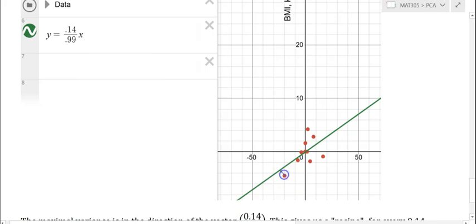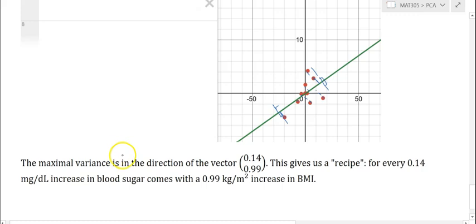If I were to project each of these dots onto this line, that is precisely what we are doing here. We're projecting these points along this line, and notice that the data spreads in that direction maximally from where I've put the brackets. All of the data lies between about here and about here. So how would I interpret this? Well, I could say that the maximal variance is in the direction of the vector 0.14, 0.99. I avoided the negatives because it's the same thing.